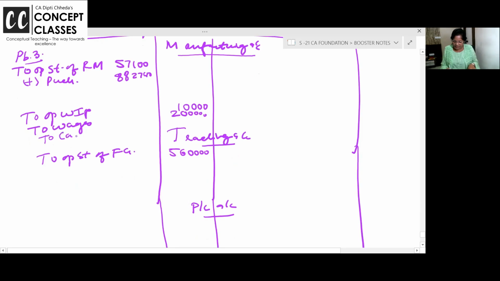Wages के नीचे we will write carriage inward. Carriage inward 36,860. Then we have repairs. Repairing will always be related to factory only, तो यहीं लिख दो. Repairs 60,000. Space कम हो गया. Repairs, write down there only.